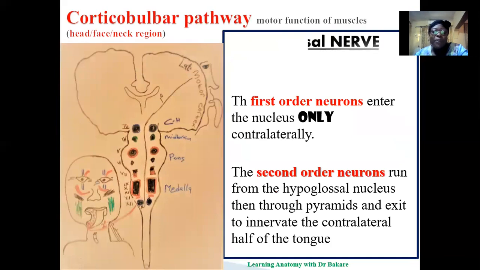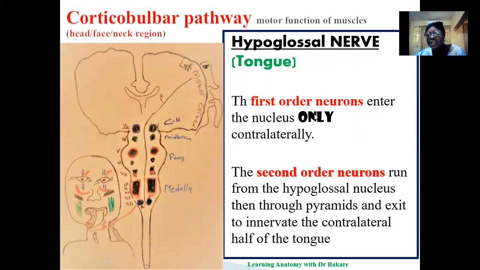Then we have the hypoglossal nerve. This is the last cranial nerve that exhibits motor action, and this innervates basically the tongue. And they also present a pattern that is different from the others. We have the first order neuron running from the lateral motor cortex, and when it gets to the hypoglossal nuclei, they only run a contralateral part. So they do not run bilaterally. They only synapse in the hypoglossal nucleus in the contralateral side.